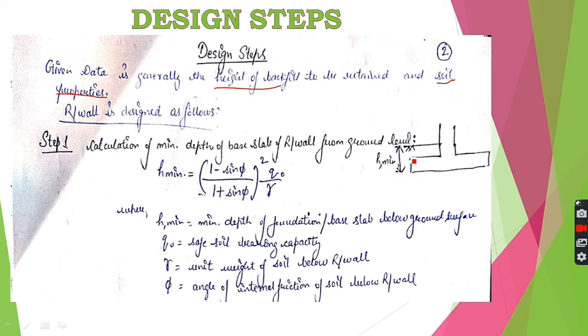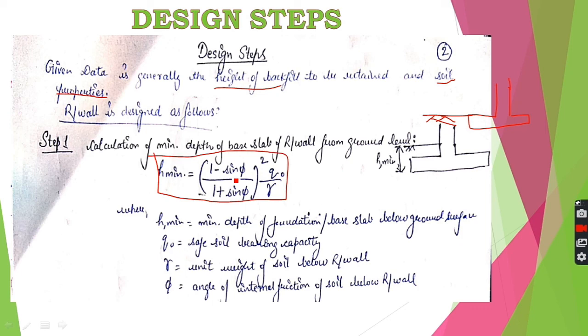As I have told you earlier also, your retaining wall is generally not directly at the ground level. Here it is slightly below the ground level. This is for the safety of the base slab and for the retaining wall as a whole. So we have studied this formula while we designed foundations, that is the minimum depth of slab of retaining wall or foundation below the ground level. How deep the foundation or the base slab of retaining wall should be provided below the ground level for safety. So we use this formula.